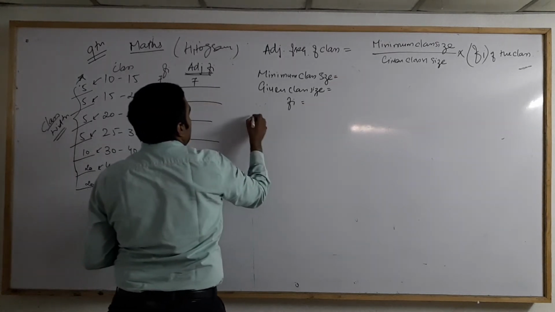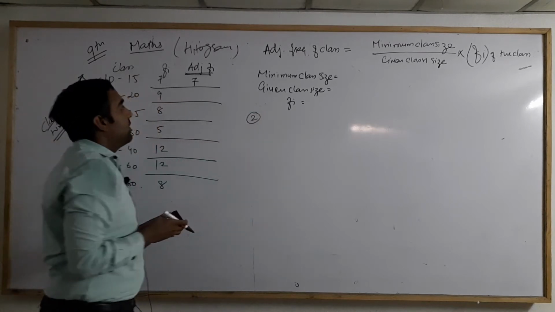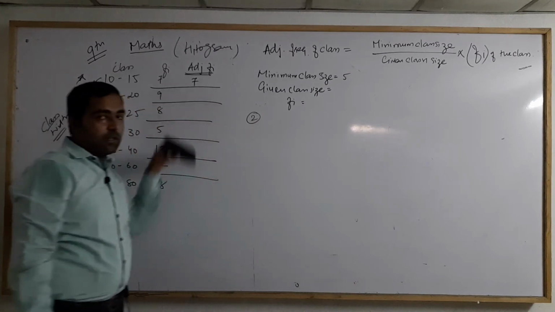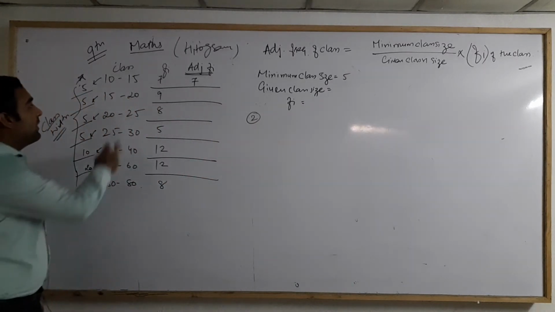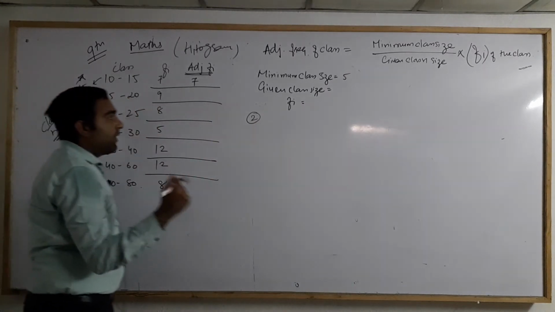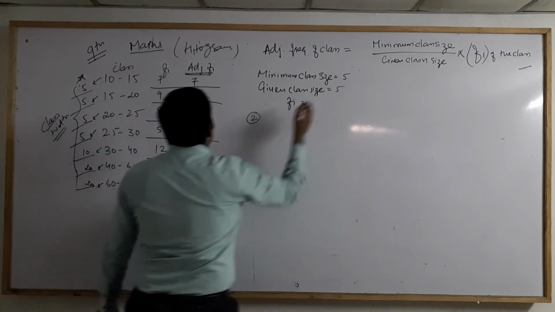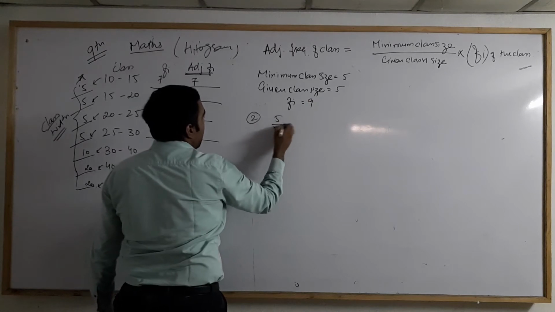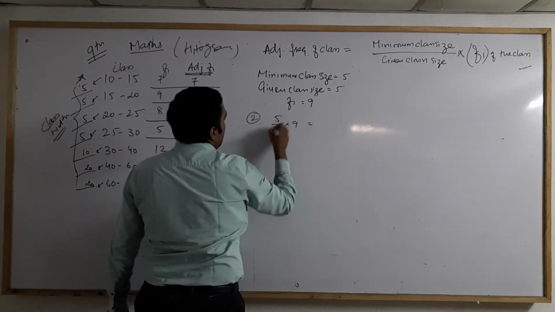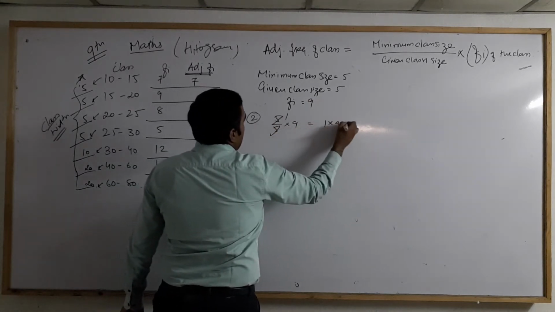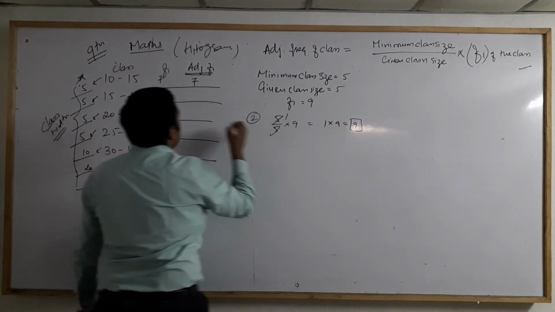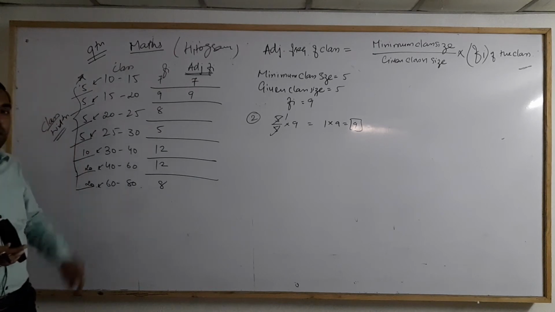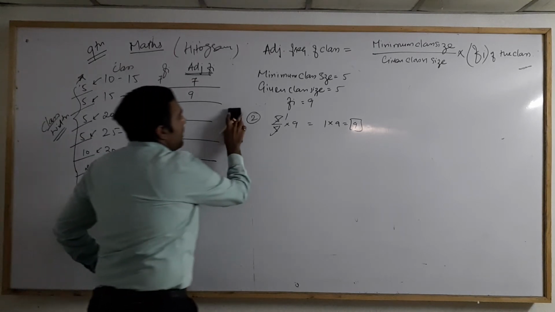For the second one, my minimum class size is compulsory 5 for all of the frequencies. Given class size for the second is also 5, and my frequency is 9. Therefore my answer is 5 by 5 into 9, therefore 1 into 9. Therefore my answer is 9. For the second, my answer is also 9. Okay, clear?